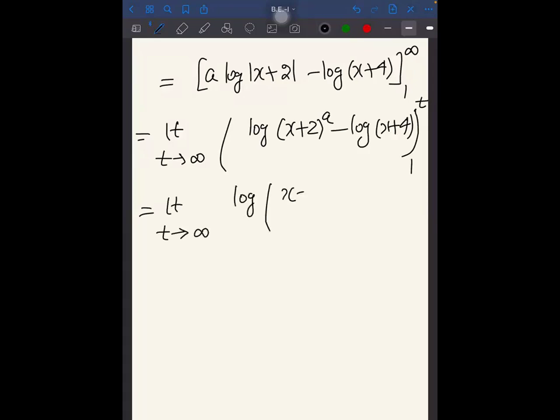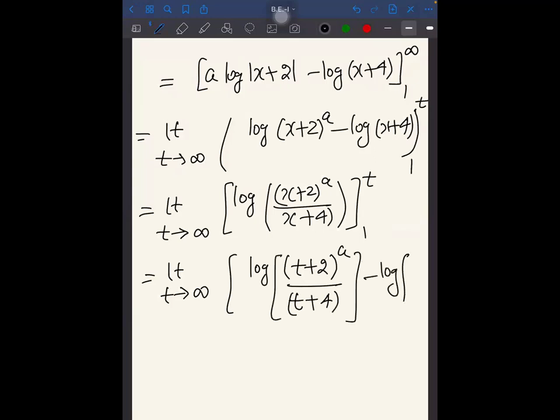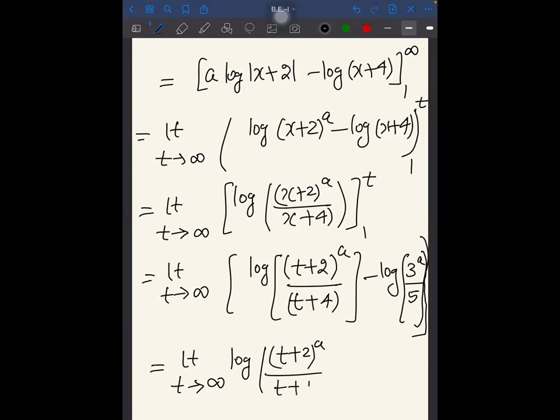Since it is log a minus b, we'll write it as x by 2a upon x plus 4, 1 to t. Let's put those limits over there. So that becomes log of t plus 2a upon t plus 4 minus log of (1 plus 2)^a upon 1 plus 4, that is 3^a upon 5. Can I write it in this way? Yes, sir. Now this will become the limit as t goes to infinity of log of t plus 2a upon t plus 4 minus log 3a by 5.